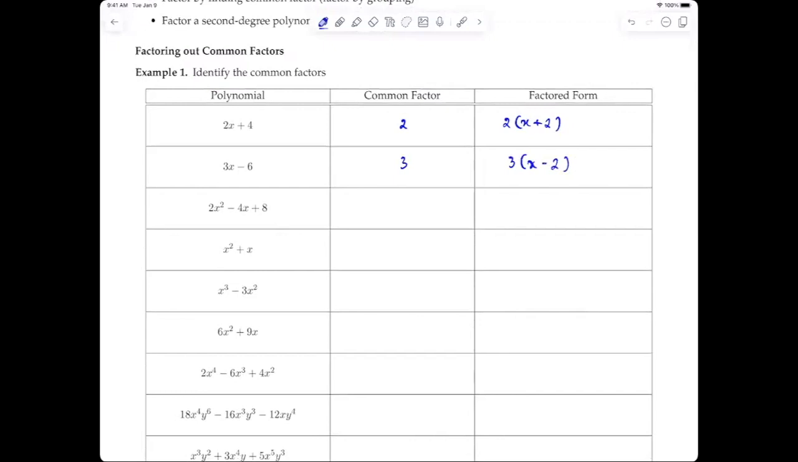Now, what about the third one? 2x squared minus 4x plus 8. What is the common factor here? 2 again, right? And the factored form is 2 times x squared minus 2x plus 4. What about x squared plus x? What is the common factor? x, yes. And you're left with x times x plus 1.